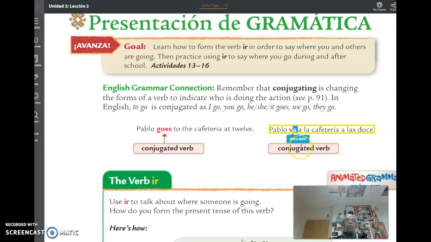So the conjugation is a change. It's a change of the verb determined by the subject, by who is doing the action, okay? So it says here, use ir to talk about where something is going. How do you form the present tense of this verb? Here is how.